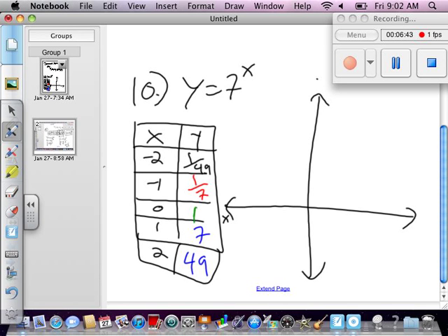I've got my x-axis, I've got my y-axis. I know that my x is going to go from -2 to 2. Okay, this is the hard part. What's the biggest number I have on there? 49. If I have 1, 2, 3, 4, 5, 6, 7, 8, 9, 10 spots on my graph, like you guys usually do on the graph paper that I give you, how am I going to figure out my scale? So go about 10.